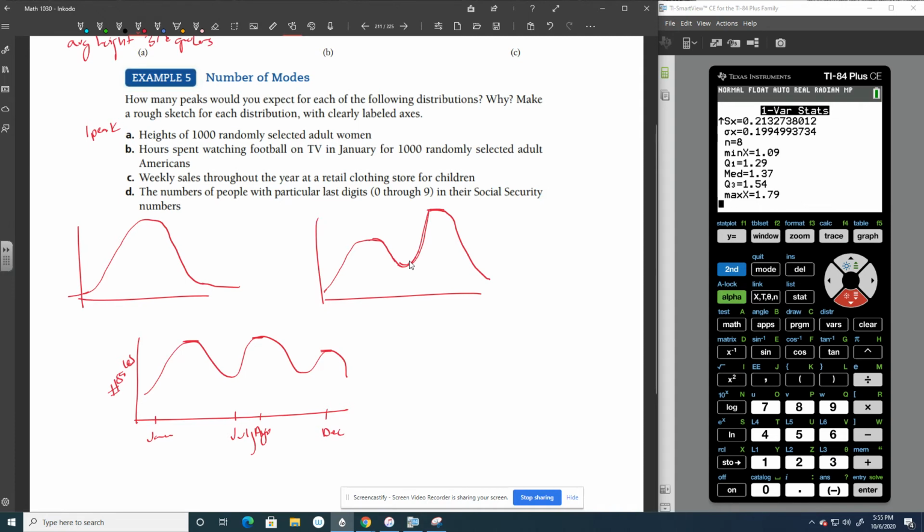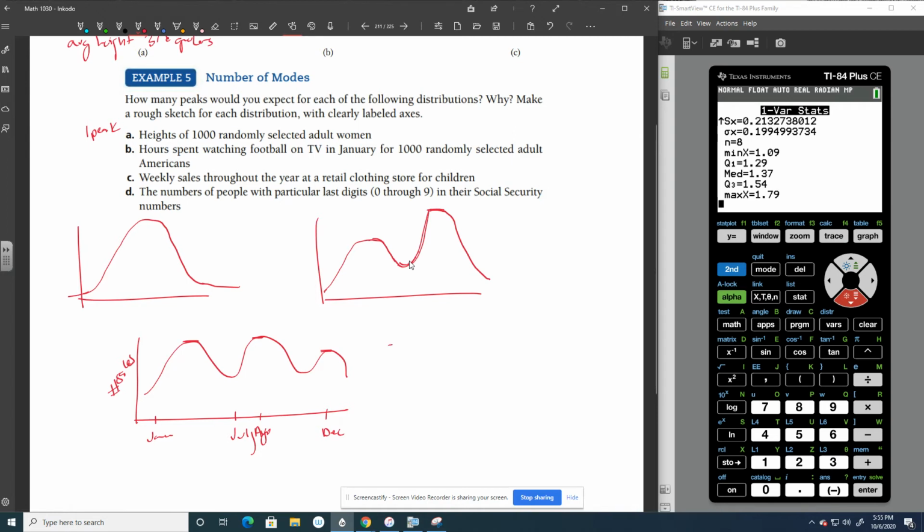Now, the D is the number of people with particular last digit 0 through 9 in their social security numbers. Again, I would imagine the numbers of people with a particular last digit 0 through 9. Well, I would say there's not really going to be a peak at all because this seems like it would be pretty evenly distributed.